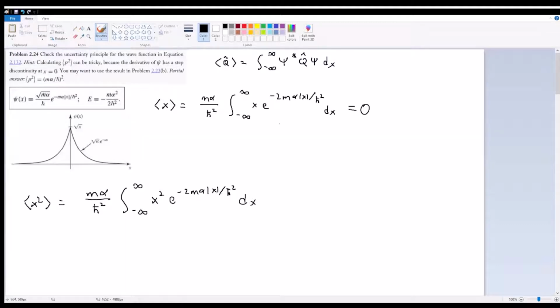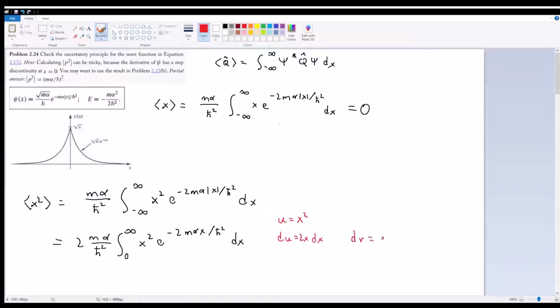Both of these terms don't care if x is positive or negative, so we can take advantage of symmetry here and just multiply a 2 at the front, m alpha divided by h bar squared, and change our integral from 0 to infinity. And then we have x squared e, now the magnitude sign's gone, to the negative 2m alpha x divided by h bar squared dx. From this point, this is just u-sub. We have u equals x squared, du equals 2x dx.